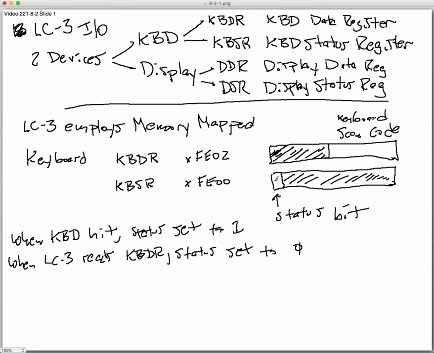So when we want to read the keyboard, we basically are polling this bit. And remember what polling is: we go into a very tight loop where we keep checking this bit. And as long as this bit is 0, there is no keystroke to read.